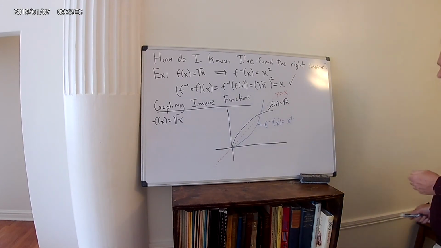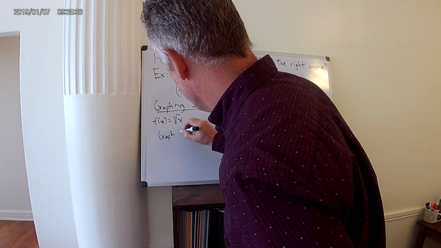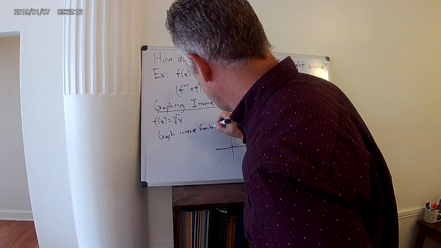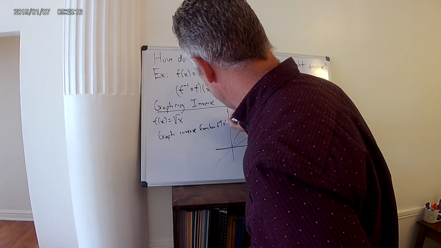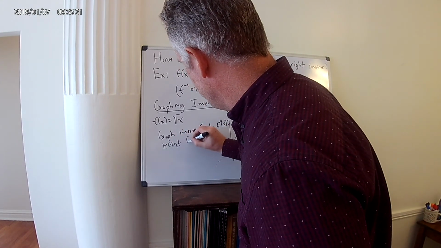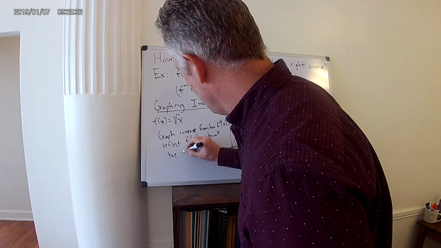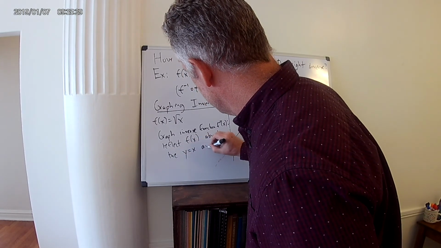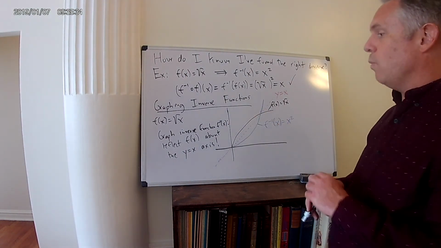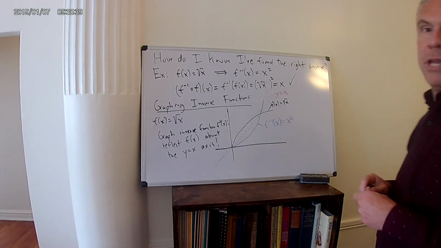So to graph the inverse function, f minus 1 of x, reflect f of x about the y equals x axis. Reflect f of x about the y equals x axis, and you get f minus 1 of x. That's how you get an inverse function.